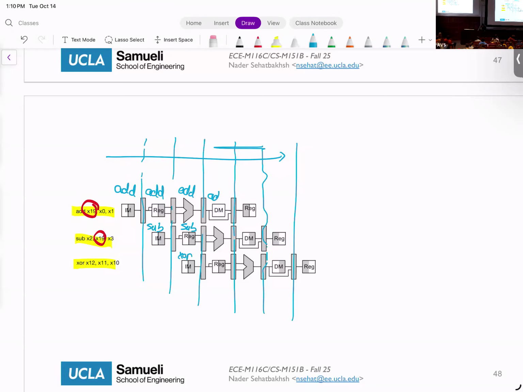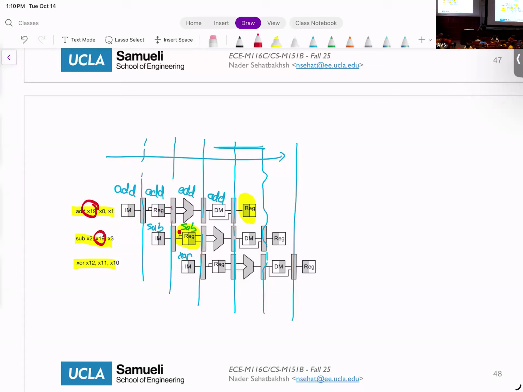Now add goes here, and now is when we have the problem, right? Because during this cycle, sub is reading something that is old, because the actual value is generated here. So if we advance sub, then we're going to run into problems. So what hardware does is that it understands that this is a hazard. We need what we call a hazard detection unit during our decode stage to understand that this is a hazard.